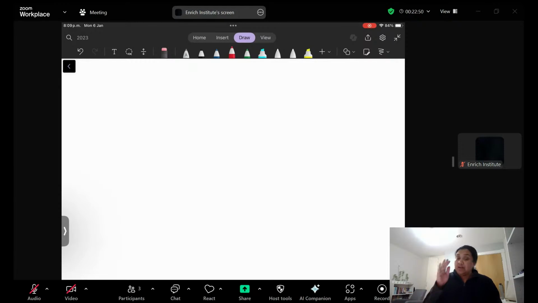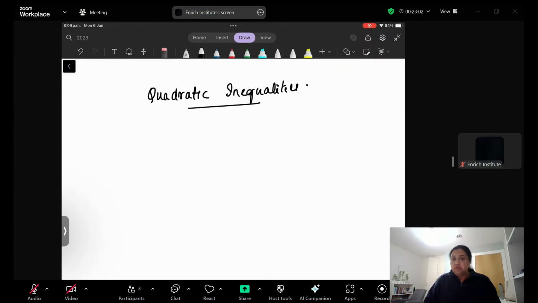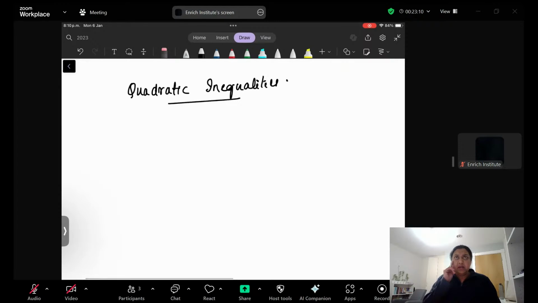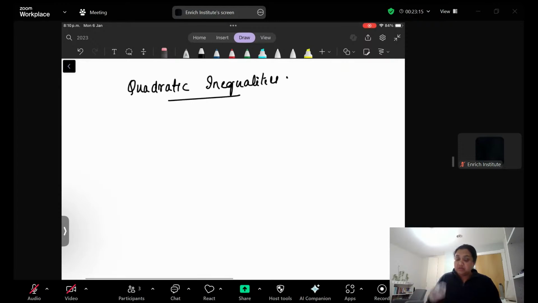Now these are linear inequalities. Now the second thing you're going to work on is quadratic inequalities. Before we move on to the quadratic inequalities, let us see how you will plot a quadratic equation. I don't remember if I explained this in the last class, but I will just quickly explain it.